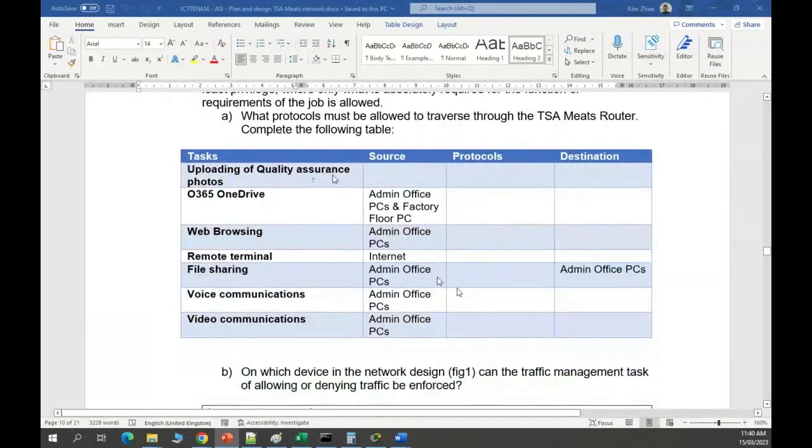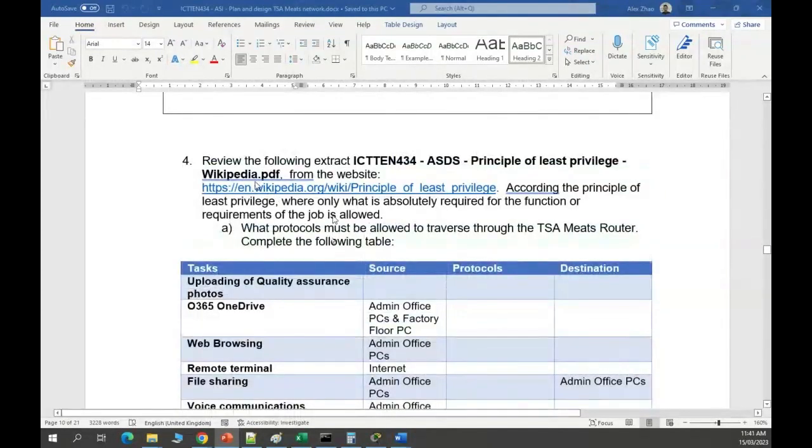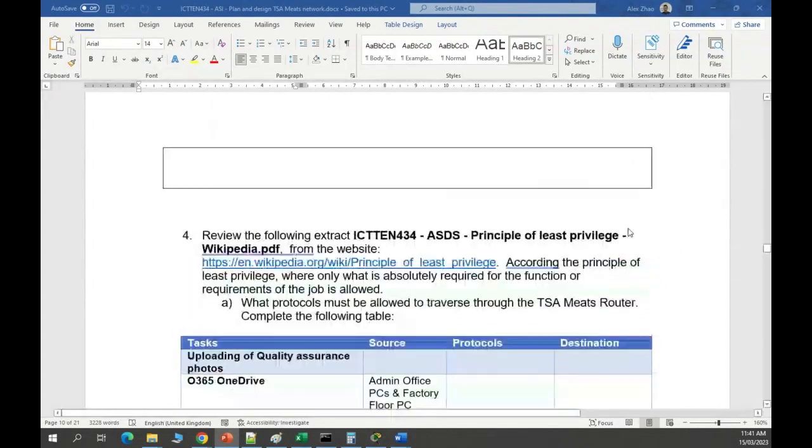So if you remember, this table was in the previous question as well. We identified the different protocols. Now the question: review the principle of least privilege, which is what I just explained. According to the principle of least privilege, where only what is absolutely required for the function or requirements of the job is allowed, what protocols must be allowed to traverse through the TSA meets router?